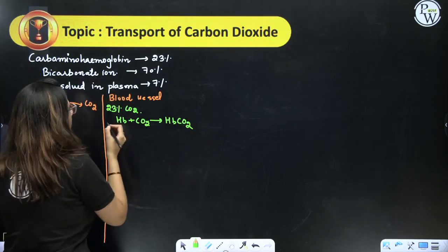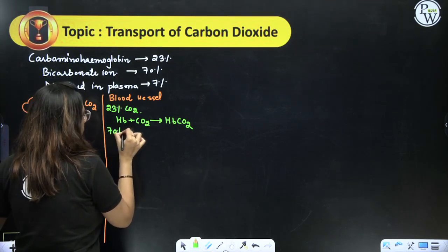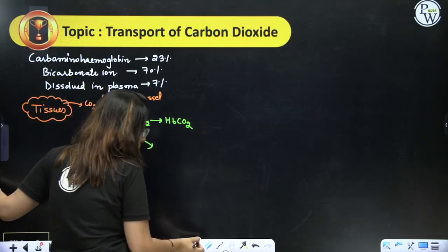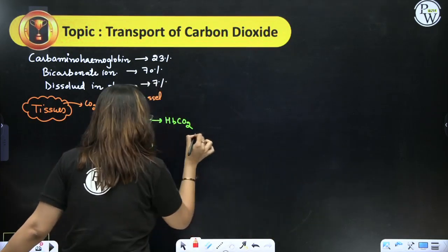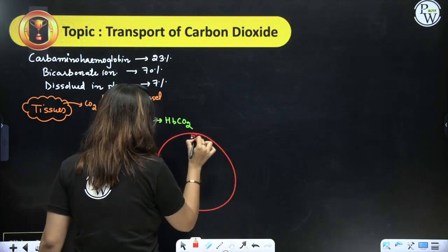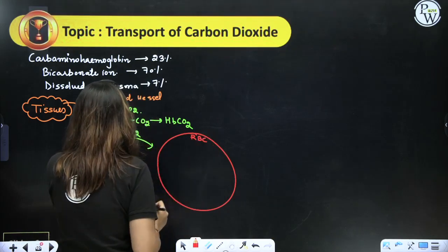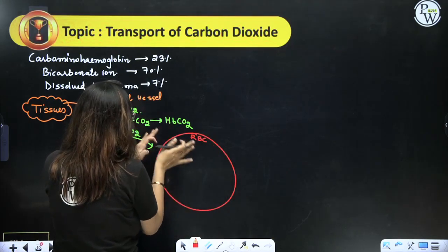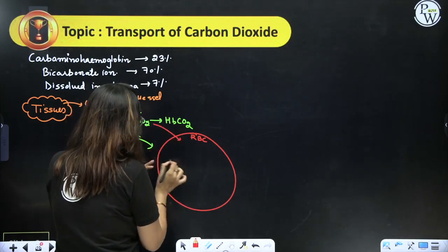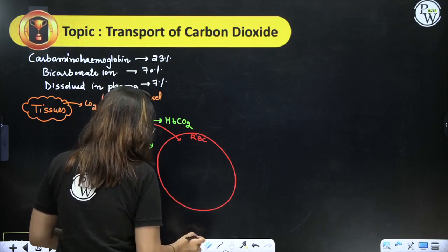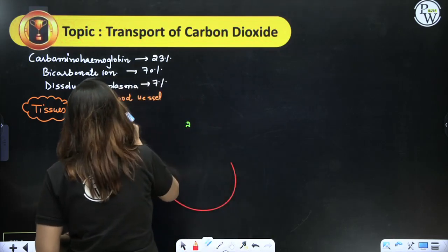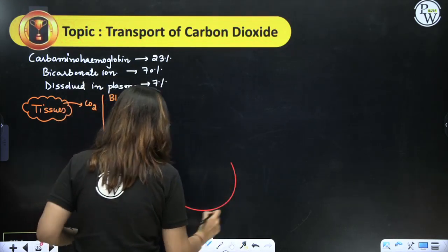Clear? Whereas 70% CO2 goes to another structure. What is that? That is your RBC, right? It goes inside the RBC. This also occurs in the RBC. The hemoglobin binding will also occur in the RBC. Now what will happen? I'll do one thing. I'll draw this again, otherwise you will be confused.